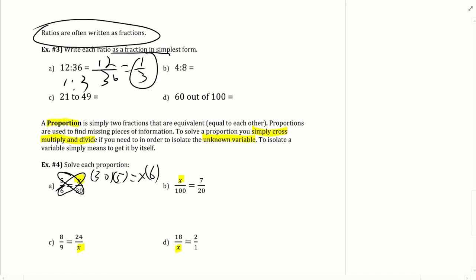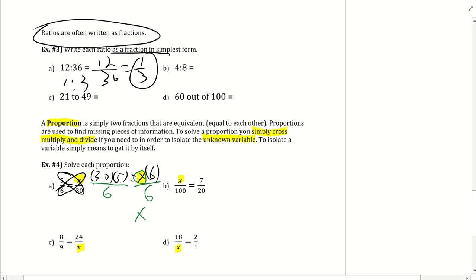Now again, the key thing is we talked about isolation, and we want to get this guy by itself. Right now what's stopping that from being by itself is a 6. And remember, this is x times 6. To undo that, we have to use the opposite operation. So in this case, we would divide by 6, because 6 divided by 6 is 1, and anything times 1 is itself. So that's how we're going to get x here. But we also have to divide this side by 6 as well.